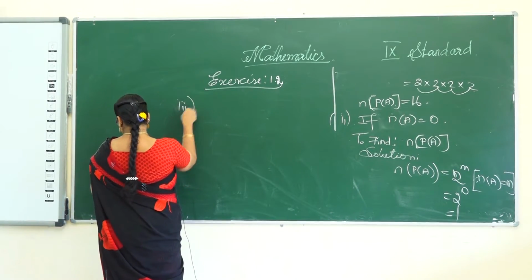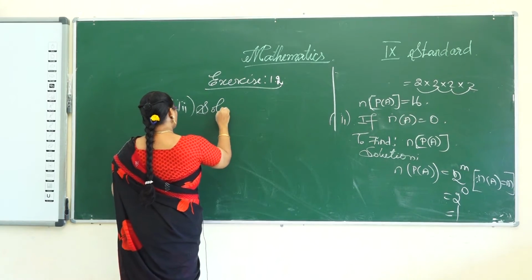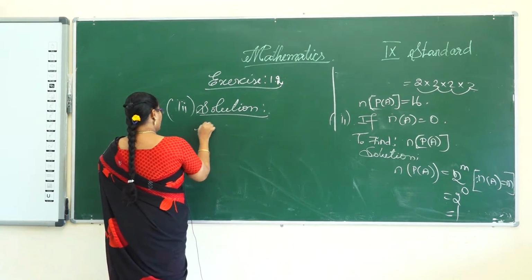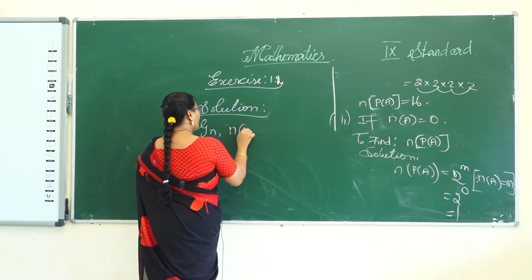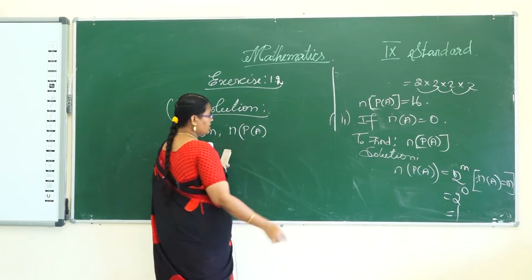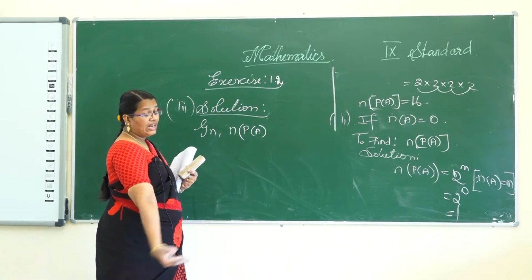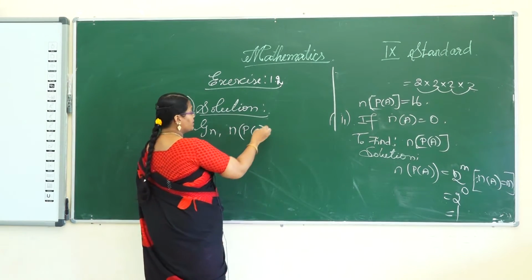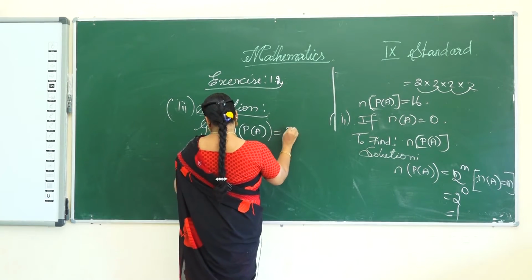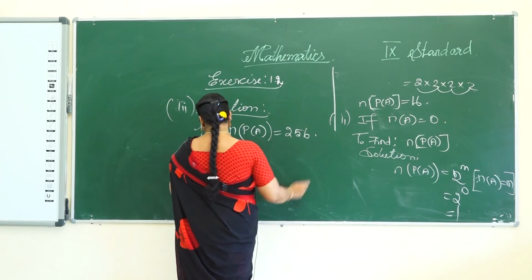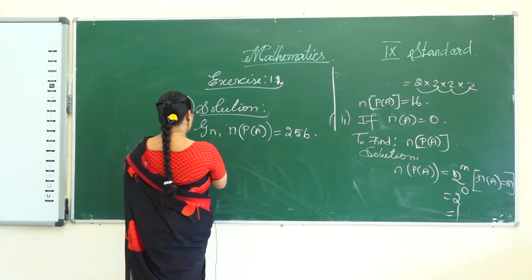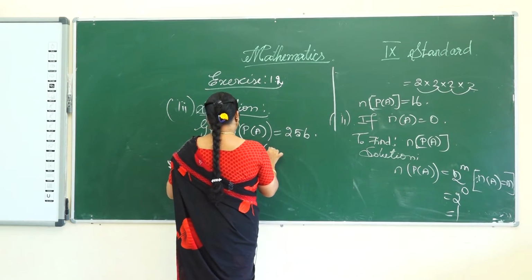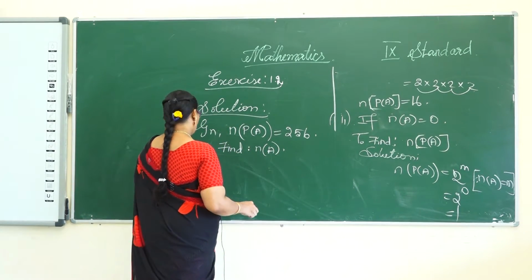And the third subdivision. In the previous two problems, the n of A value is given and you have to find the n of P of A value. Here the n of P of A value is given, 256, so find the n of A value.